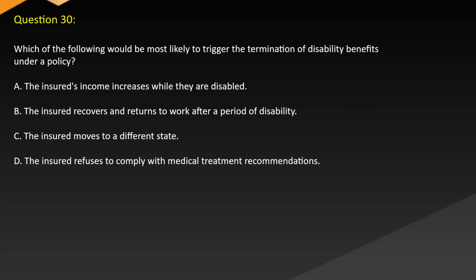Question 30. Which of the following would be most likely to trigger the termination of disability benefits under a policy? A. The insured's income increases while they are disabled. B. The insured recovers and returns to work after a period of disability. C. The insured moves to a different state. D. The insured refuses to comply with medical treatment recommendations.